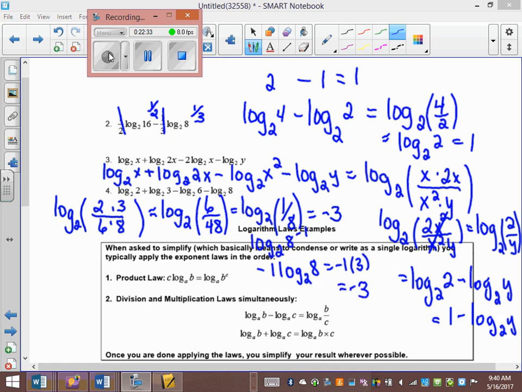You can't go 2 to the what if this isn't together. You can only go 2 to the what gets you that number if that number is a whole number by itself. 8 to the negative 1 has an exponent, so I have to take that negative 1 and drop it in front.